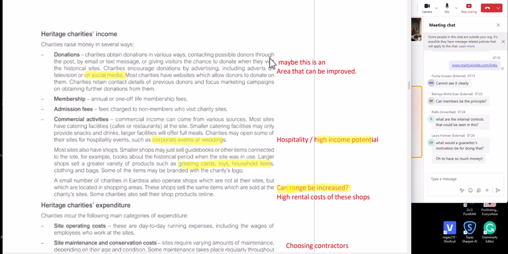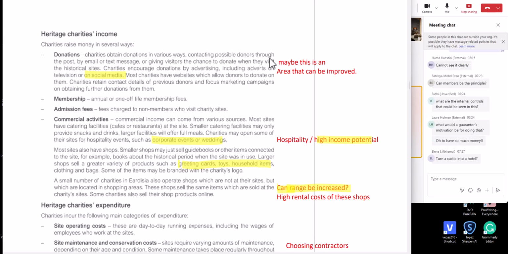Well, you can look at offering new products to your customers in your market, product development. So having weddings in a castle is very attractive. So these are areas where we're looking to build income streams. Yeah, you can turn a castle into a hotel.